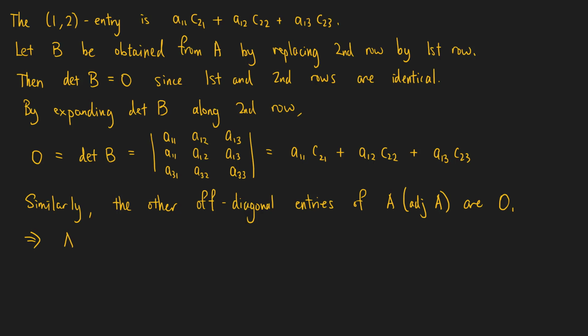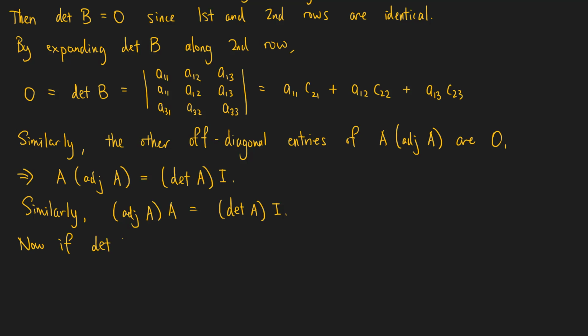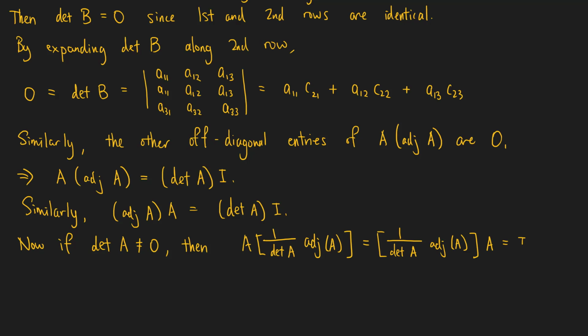This implies A times the adjugate of A equals the determinant of A times the identity matrix. Similarly, the adjugate of A times A is also equal to the determinant of A times the identity matrix. Now, if the determinant of A is non-zero, then A times (1 over the determinant of A times the adjugate of A) equals (1 over the determinant of A times the adjugate of A) times A, which equals the identity matrix. Hence, A is invertible, and the inverse of A equals 1 over the determinant of A times the adjugate of A.